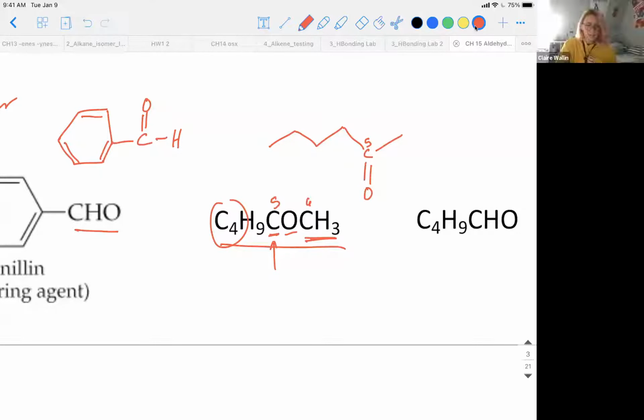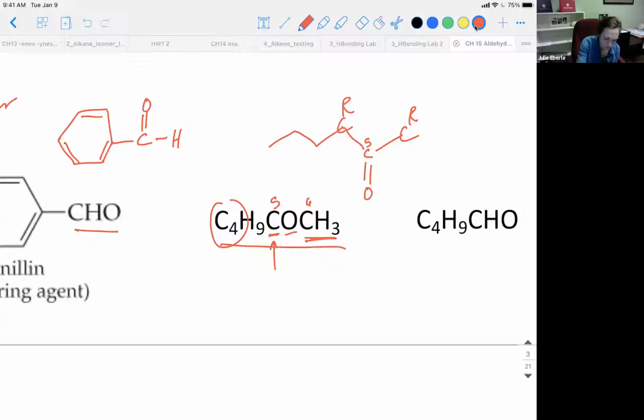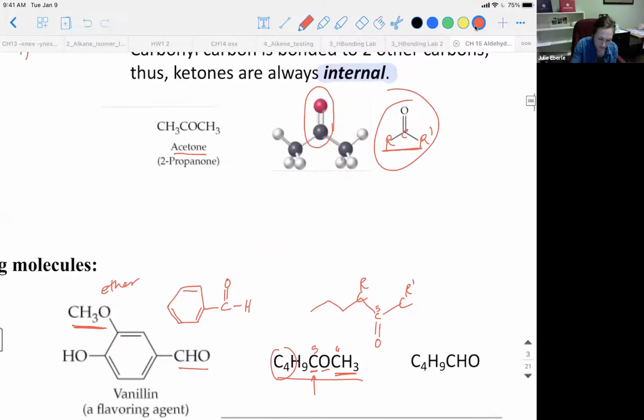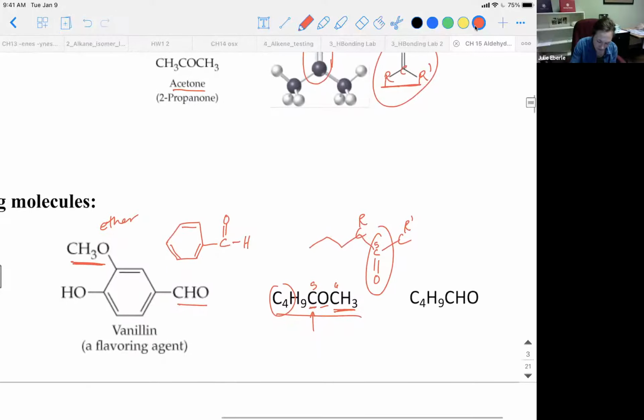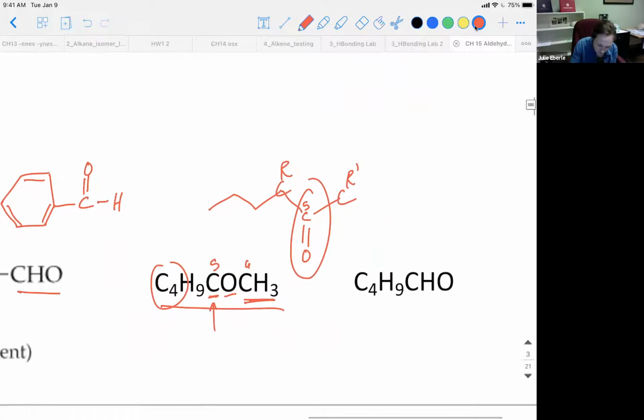Is it a ketone? It is, because we've got a carbon there and a carbon there. We could say this is R and R prime. Does that make sense? That's what we were looking at right up here. Okay, so yeah, that's the ketone.